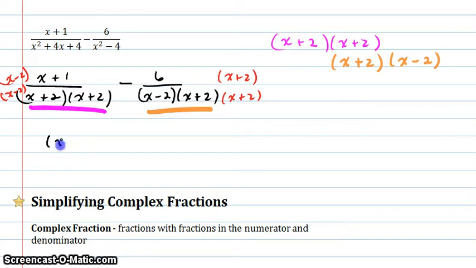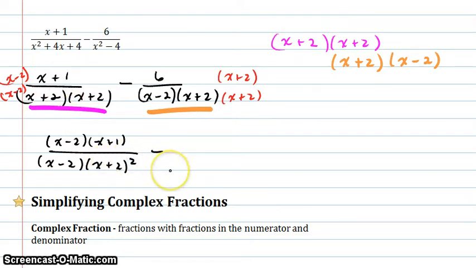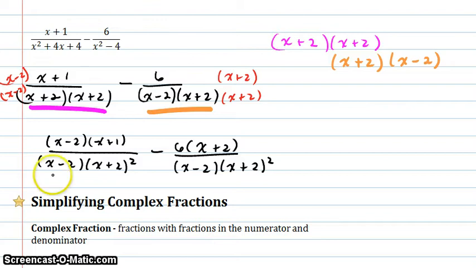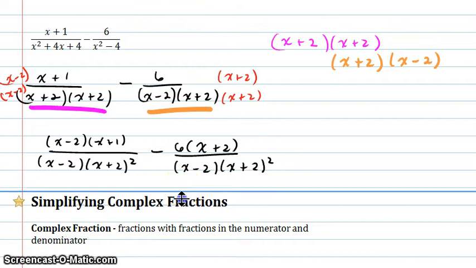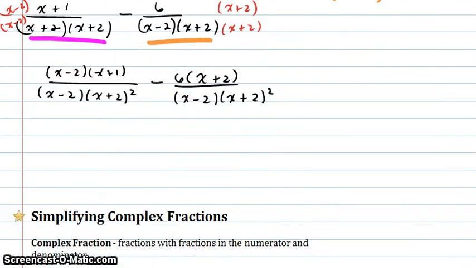So in the next line, I have x minus 2 times x plus 1 over my least common denominator, which is x minus 2 times x plus 2. And instead of saying x plus 2 twice, let's just write x plus 2 squared. That'll save us some time when we're writing. Okay, then we're going to subtract 6 times x plus 2 over x minus 2 times x plus 2 squared. Okay, so notice our denominators are the same in both fractions, so that means we can go ahead and simplify and go to the next step by subtracting.